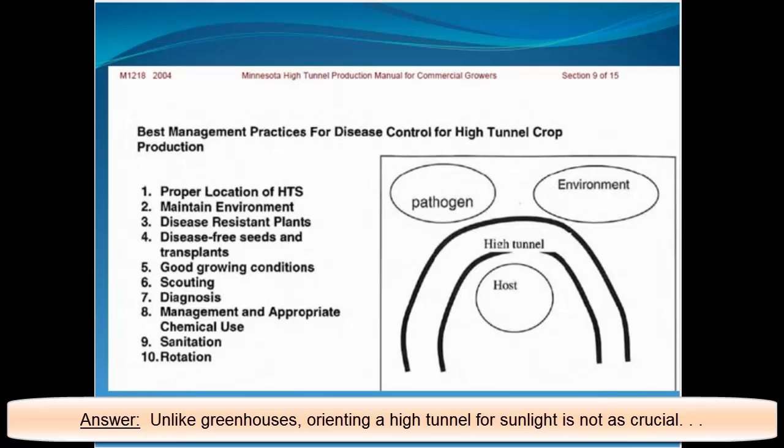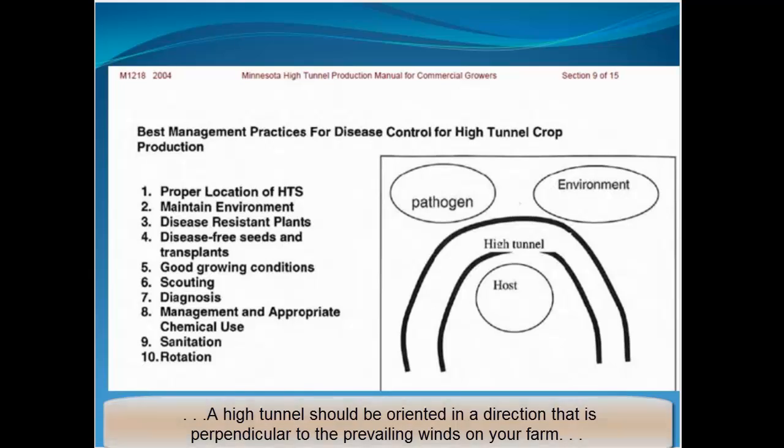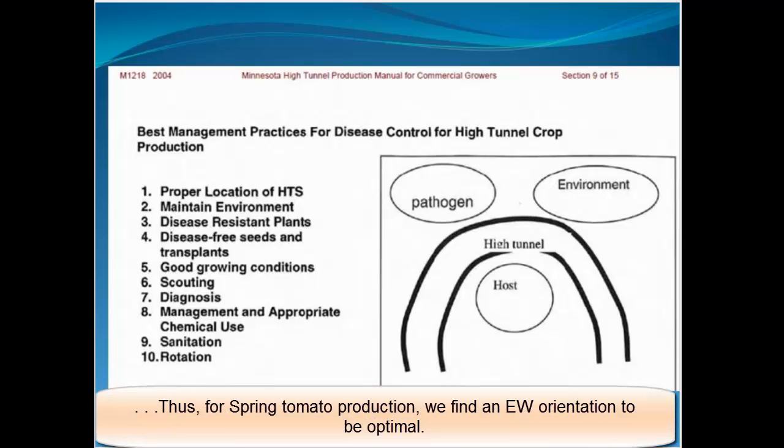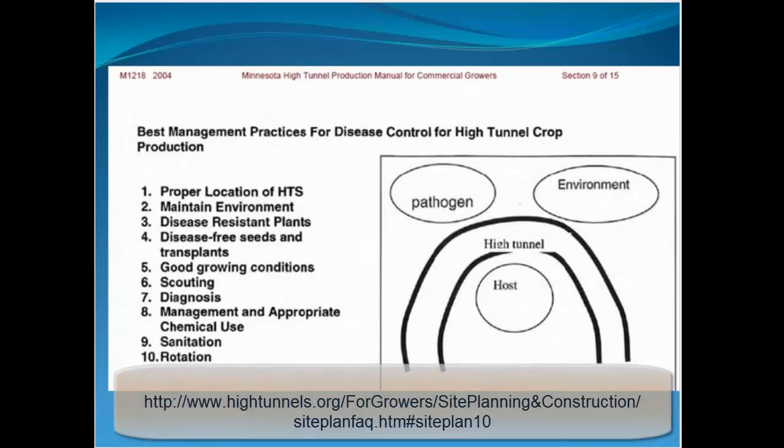Deborah just put a link up. Go ahead, Jeff. Oh, good. Okay. It's the high tunnel link you were talking about. Very good.